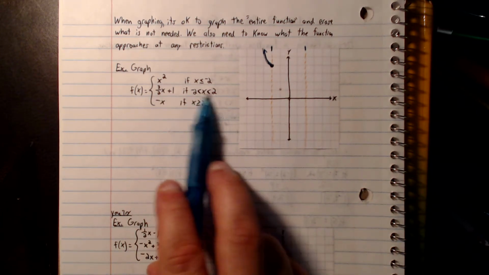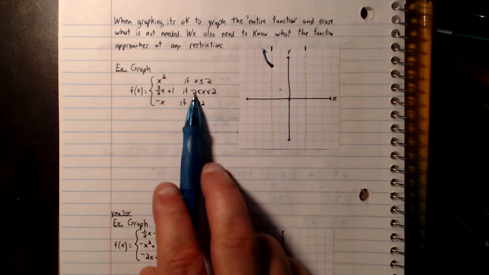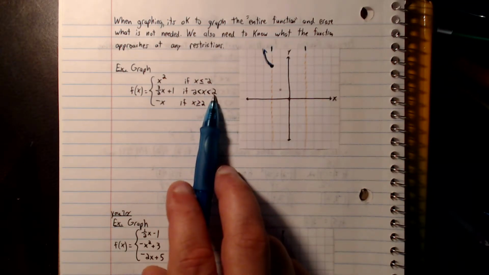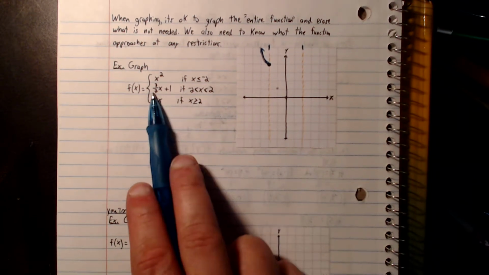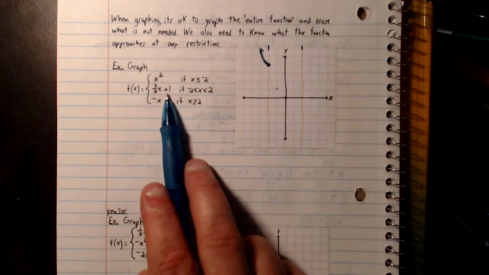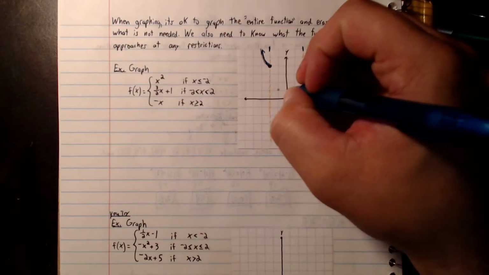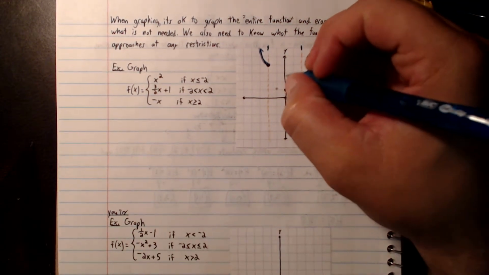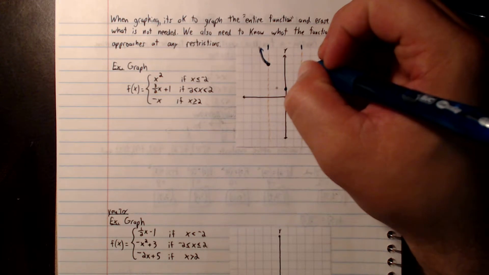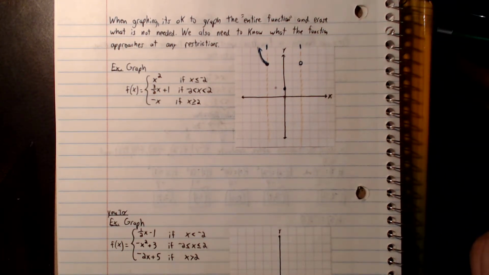Now from here, I want to draw the rest of it, right? Let's look at this function. In between negative 2 and 2, not including, so on these lines it should be open circles, I'm going to have this graph. Well, what does this graph look like? Here's my y-intercept. I know I start here at positive 1, and then I have a slope of 3 over 2. 1, 2, 3, 1, 2. Okay, that landed on the line, so I'm going to make sure that it's an open circle.